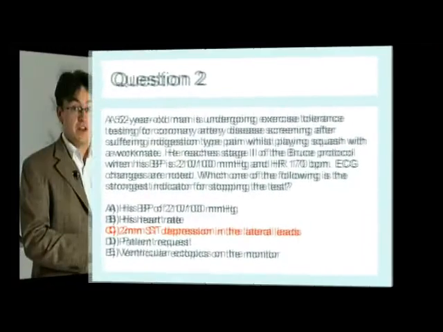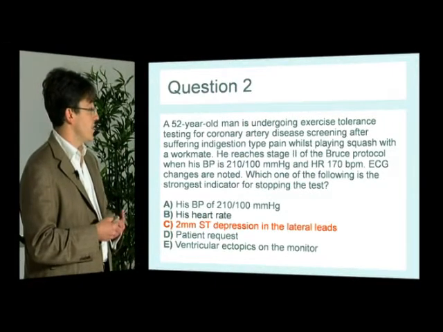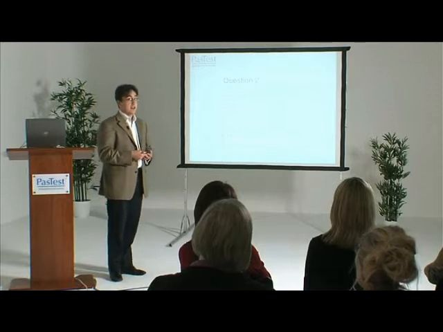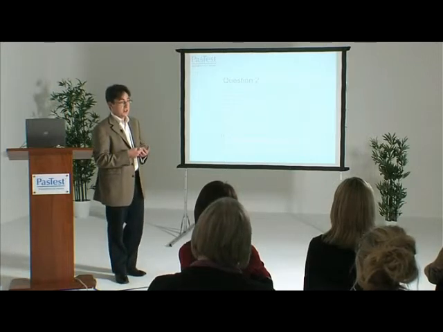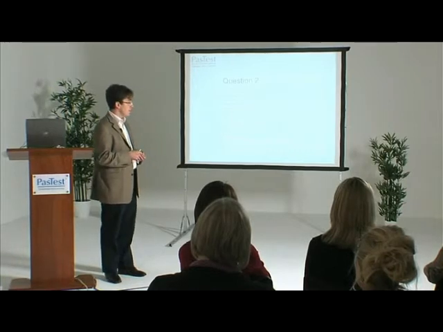If you went for C, you're correct. A 2 millimeter ST depression in the lateral leads. Certainly exercise tolerance testing currently makes up the lion's share of non-invasive screening for coronary artery disease. There are several absolute factors which mean we should stop exercise testing, and we're going to cover those briefly.